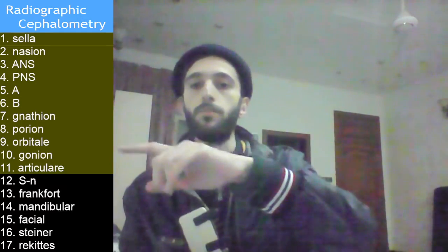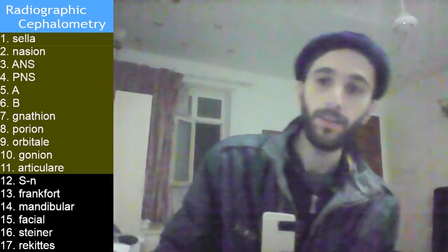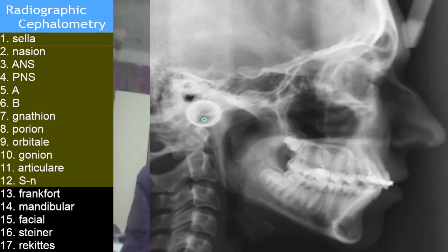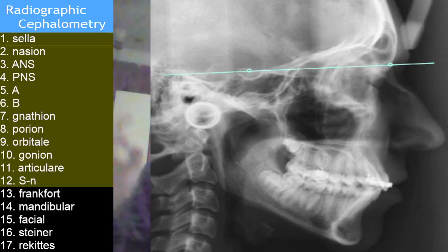Now these are the bilateral points, and I will move now to the lines, beginning with the SN line, between the sella turcica and the nasion. So this line is between the nasion and the sella turcica.